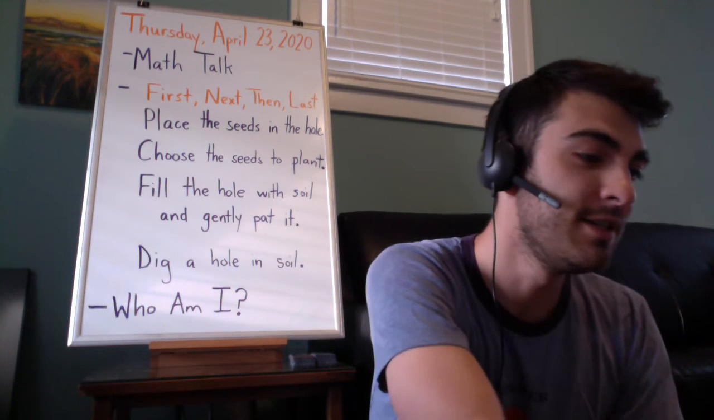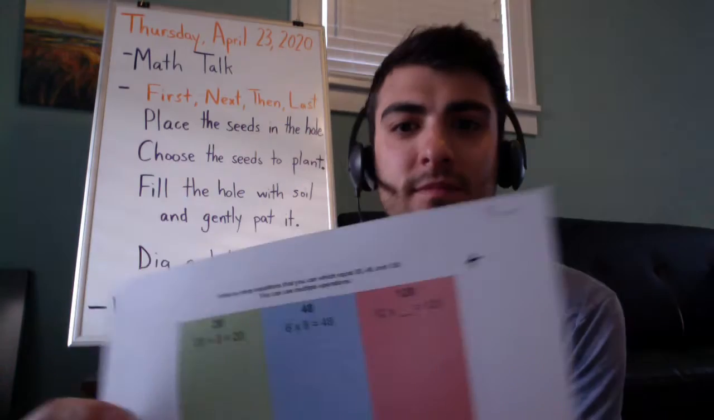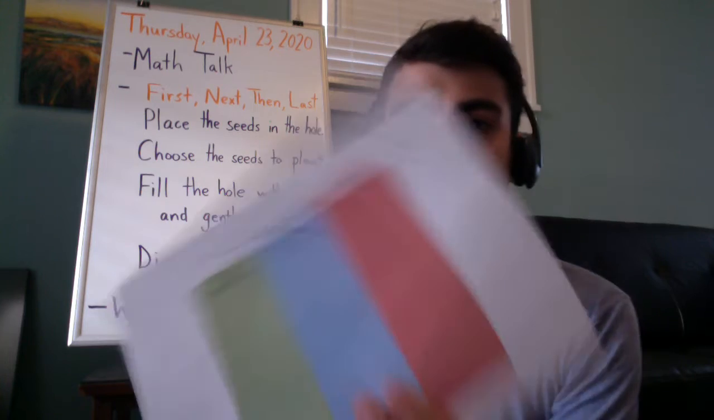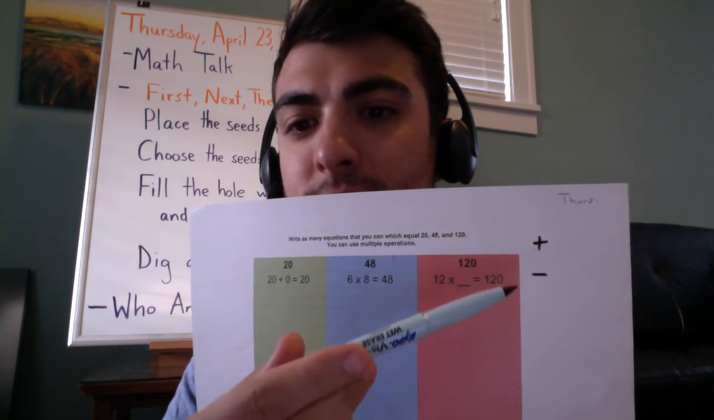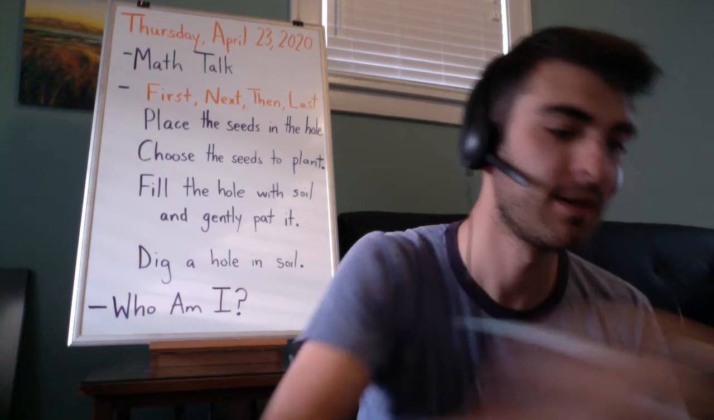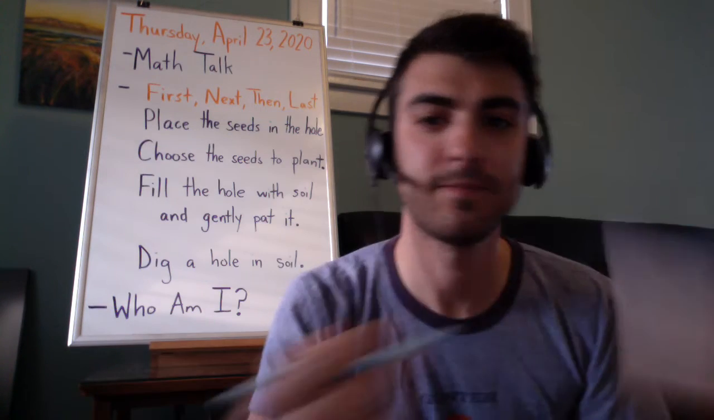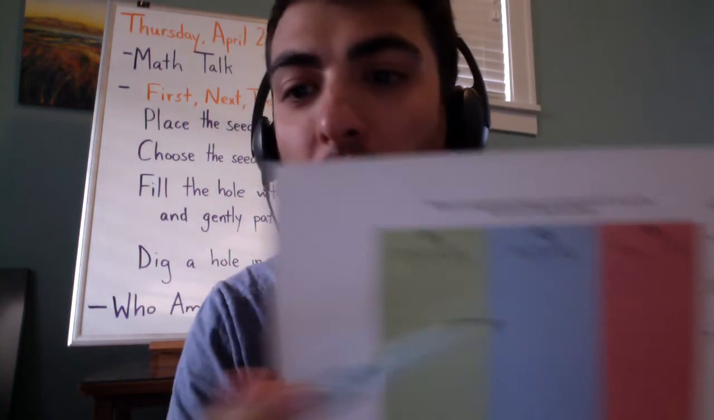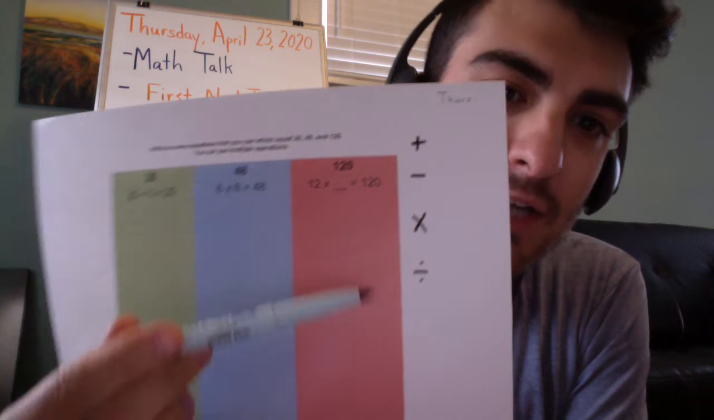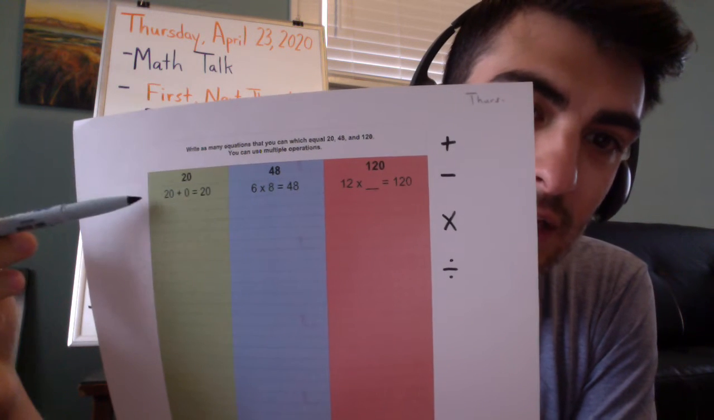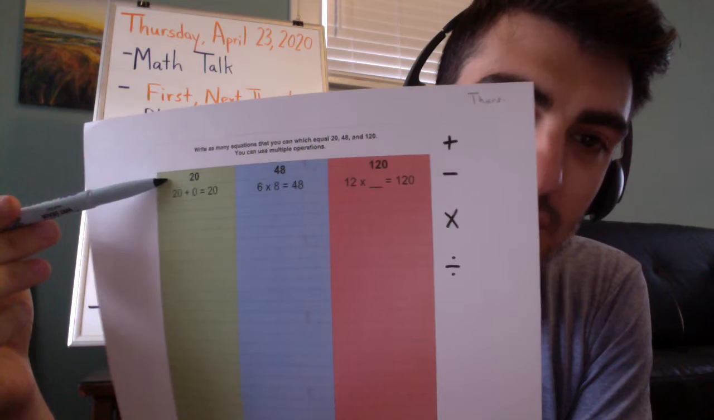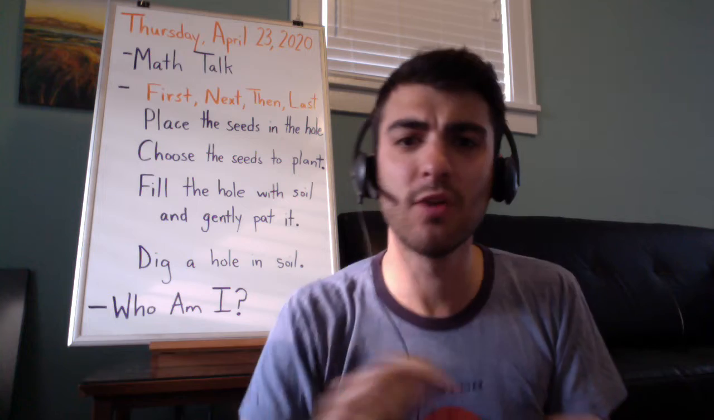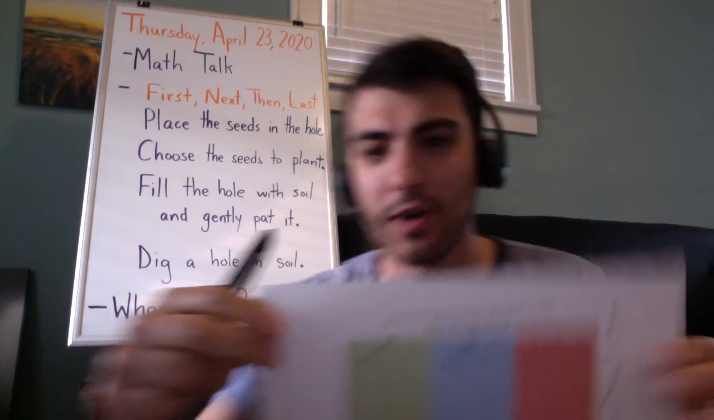There's addition, there's subtraction, there's multiplication, and lastly, division. So you can use all 4 of these operations to try to find equations which equal 20 in the units column, 48 in the tens column, or 120. So let's look at the first one. I have an example for it.